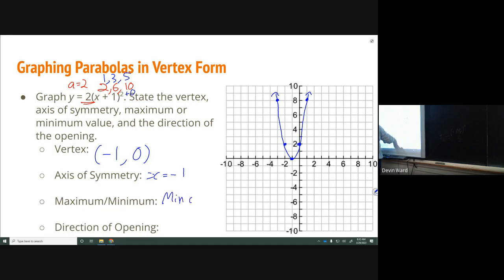Minimum of 0. So either look at your vertex, the y value, or look at your graph now, it comes down to 0. So it's back up. And does it open up or down? Easiest one, what you're drawing. Blue. Up. Perfect.